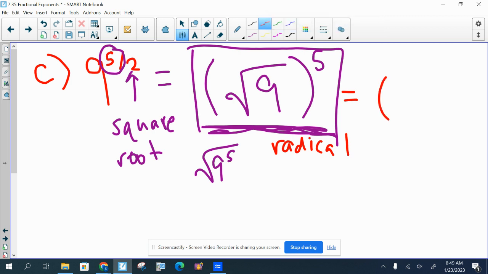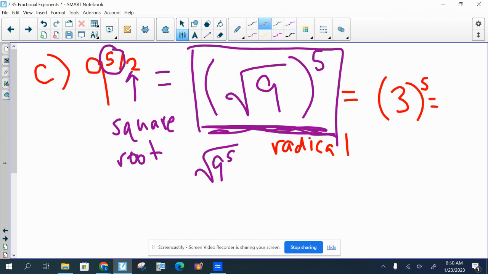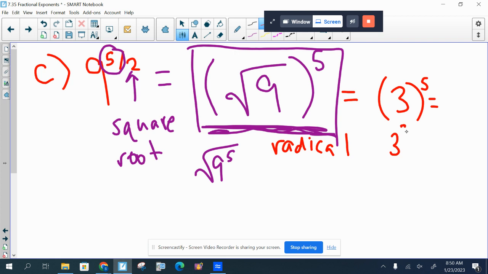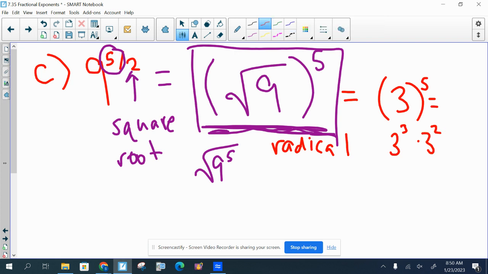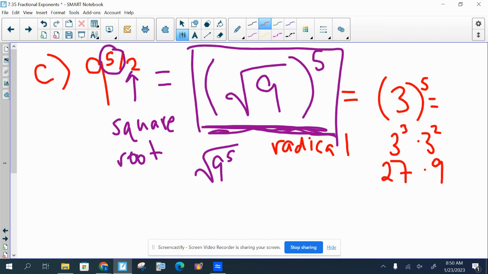So what's the square root of 9? 3. And then I would do 3 to the 5th power. Well, I don't know what 3 to the 5th power is off the top of my head. We're still not using a calculator. So how do we figure it out? Well, this 3 to the 5th power is the same thing as 3 to the 3rd power times 3 to the 2nd power, which would be, 3 to the 3rd power is 27, 3 to the 2nd power is 9, and then we would figure out 27 times 9.